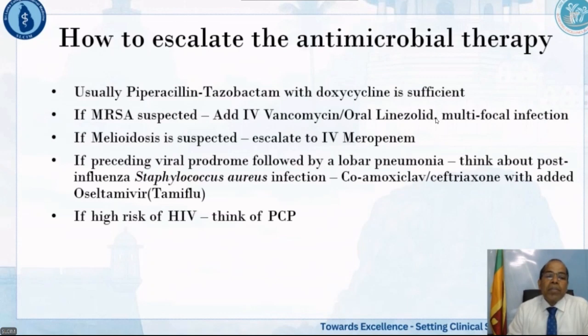If there is a preceding viral prodrome followed by a lobar pneumonia, think about post-influenza Staph aureus infection. There, you can start IV co-amoxiclav or ceftriaxone with added oseltamivir or Tamiflu. If there is high risk for HIV, think about PCP pneumonia.